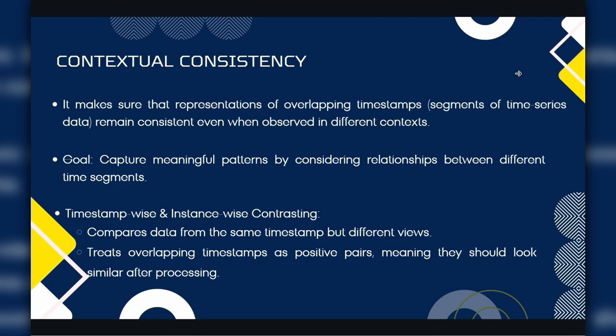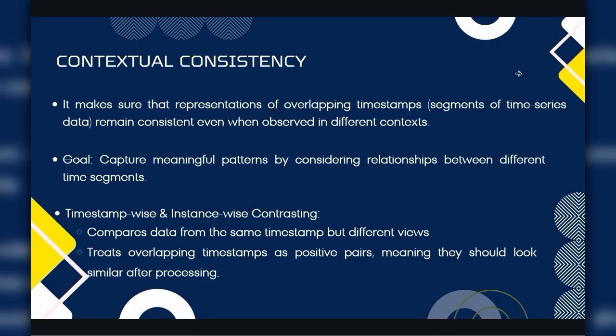Here is how it works. They start with an input time series and generate two overlapping segments using random cropping. These segments are fed into their shared encoder, which maps them to timestamp-level representations. Then they perform two types of contrasting: timestamp-wise and instance-wise.